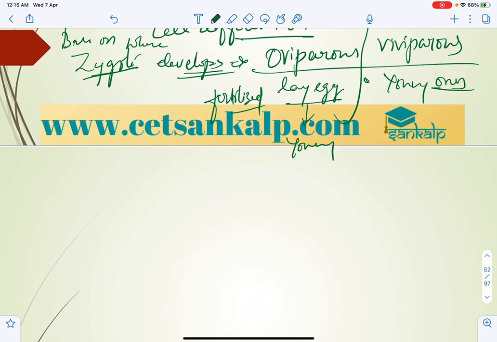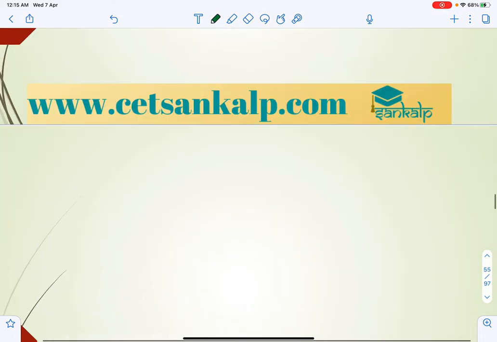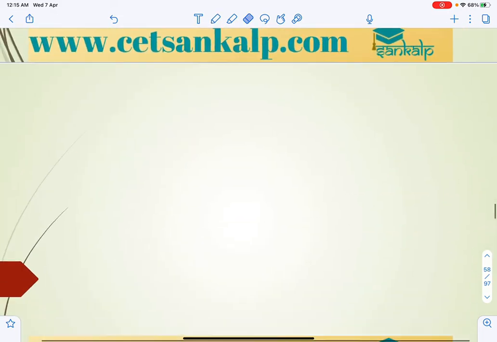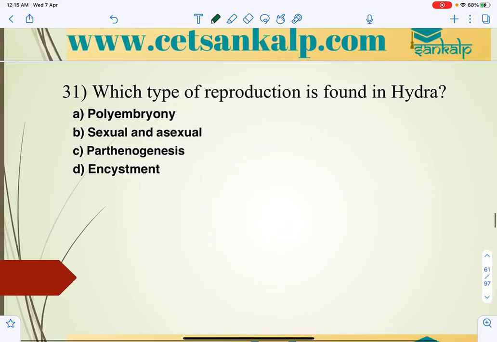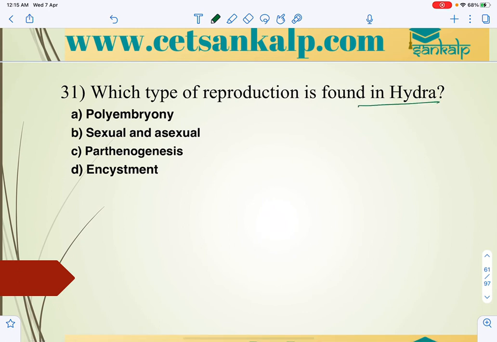So let us take the remaining questions related to these concepts. Which type of reproduction is found in Hydra? We already discussed that in Hydra, we can say polyp to medusa, medusa to polyp. That is why both sexual and asexual reproduction can occur. Polyembryony we can discuss in sexual reproduction in flowering plants. It is the production of many embryos.